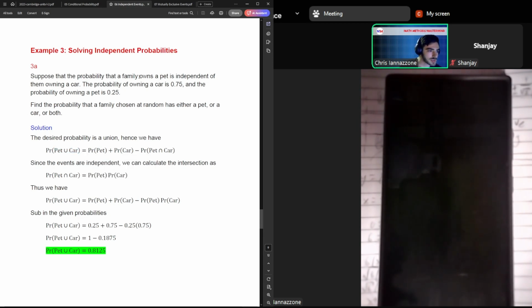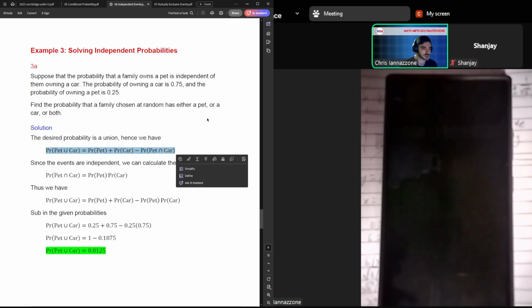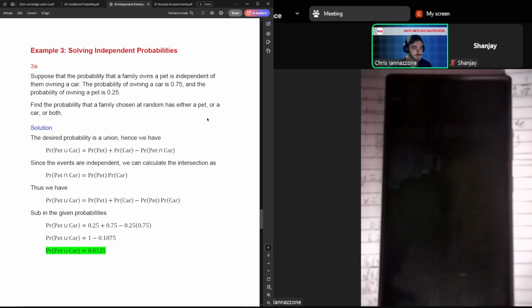So we're told that events are independent, so owning a pet is independent of owning a car, in this case. Probability of car is 0.75, probability of pet is 0.25, and we want to find the union of those two things. So what's the likelihood to have one or the other or both? Now, the union equation would tell us that we need probability of pet plus probability of car, and then minus the intersection of those two things.